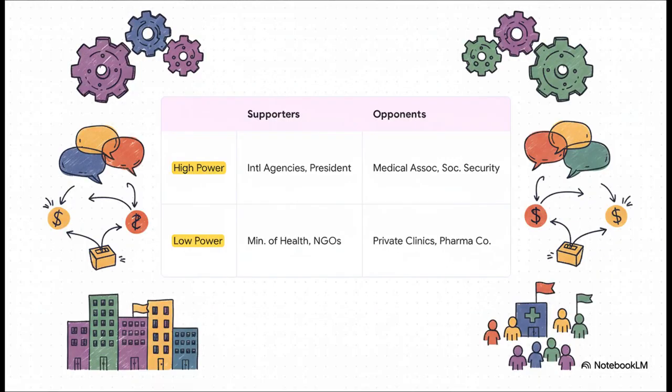Check this out. This is a real-world example from a health reform effort in the Dominican Republic. Just by glancing at this, you can see the reformers had some heavy hitters on their side, like international agencies and even the president's office. But look at the opposition. They were up against the super powerful Medical Association and the Social Security Institute. This simple chart just lays bare the entire political challenge they were facing.